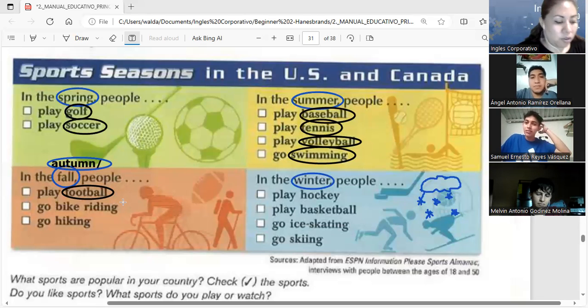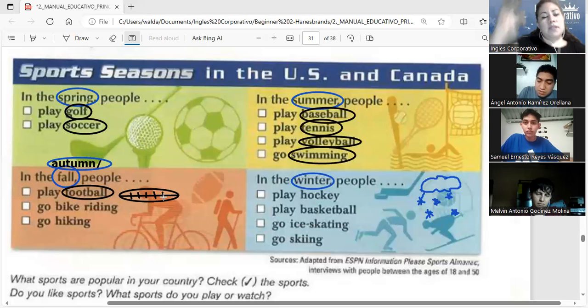What is football in Spanish? Fútbol americano. No. Exactly. So this sport, it's like a ball, kind of looks like a ball like this, and it looks like this. Okay, so you throw it. That's football.